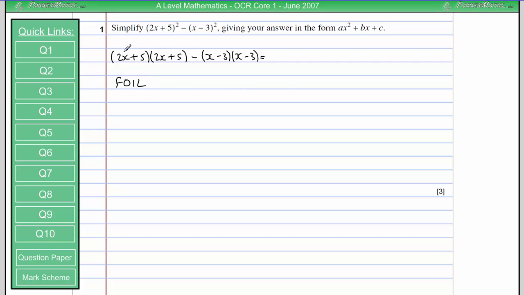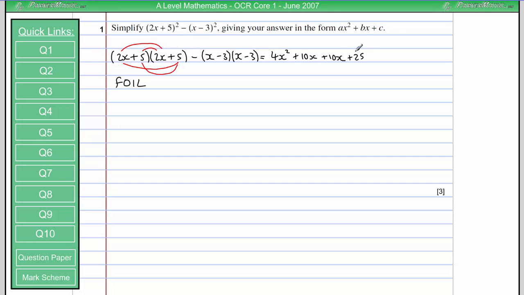And that means I'm going to multiply the first terms together, so I'm going to do 2x times 2x, that gives me 4x². Then I'm going to do the outer, so I'm going to do 2x times 5, so that's plus 10x. And then I'm going to do the inner, so I've got 5 times 2x, so that's another 10x. And then I'm going to do the last, so 5 times 5, which gives me plus 25.